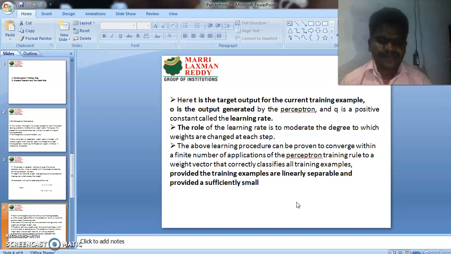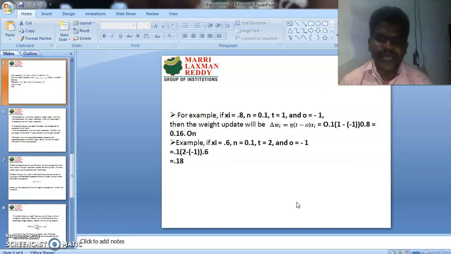For example, if the input value xi is 0.8, eta is 0.1, the target output t is 1, and the output o is -1, then the weight update will be as follows. The formula for updating the weight in the network is delta wi equals eta times (t minus o) times xi. Here eta is 0.1 times (1 minus (-1)) times 0.8. Here we get the result 0.16.